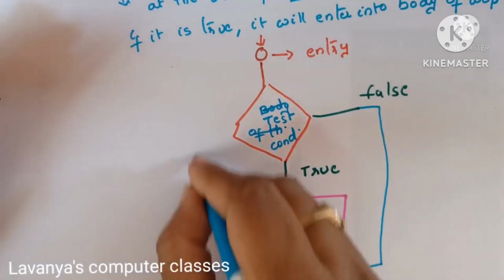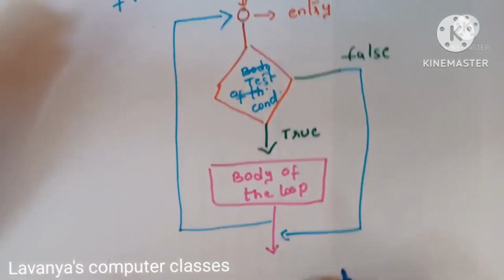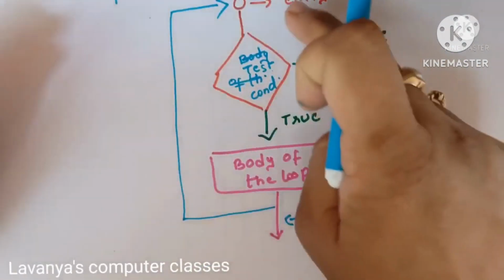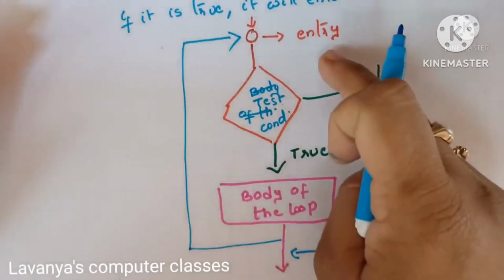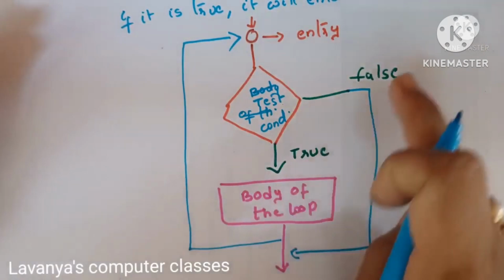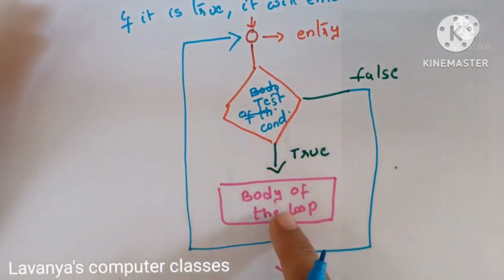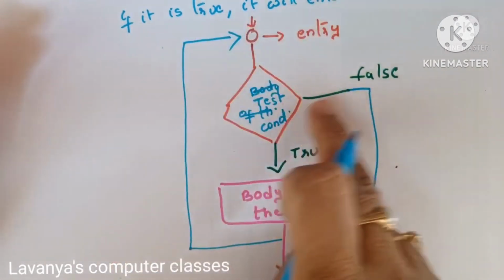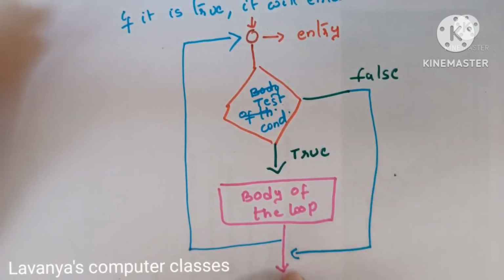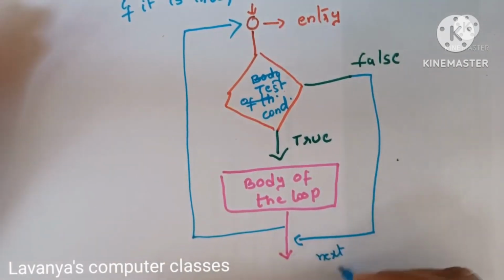But if it is true, after incrementing it checks the condition again, because until the given condition is false, it will be repeated in the body of the loop only. So first, at entry time it checks whether the condition is true or false. If it is true, it enters the body of the loop, then it is incremented continuously, checking again, and if that is false then only it exits from the body of the loop. So this is called the entry control loop.